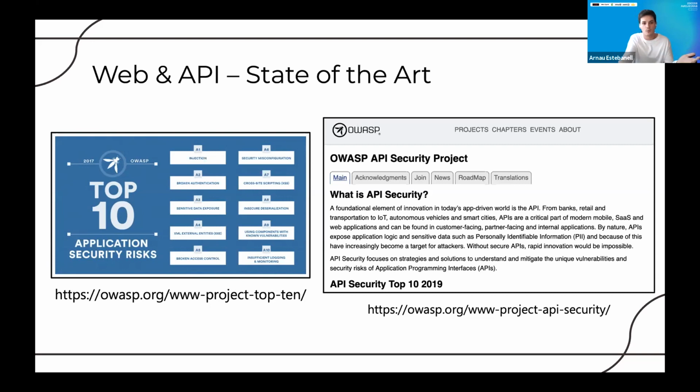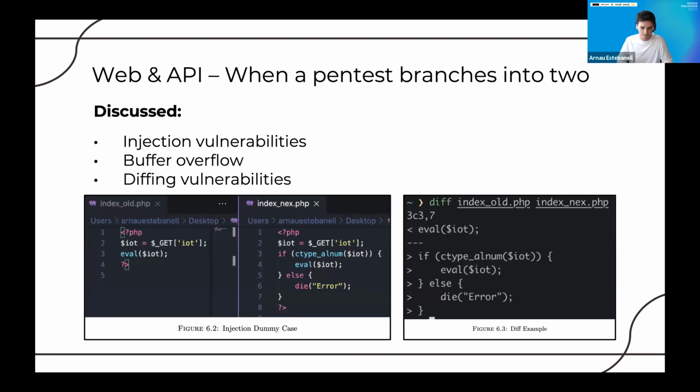any of the well-known web vulnerabilities in an IoT device, there are some specific vulnerabilities which are more relevant in IoT devices, which are the ones we're going to discuss now. And I'm going to explain why. So these vulnerabilities are injection vulnerabilities, buffer overflow, and diffing vulnerabilities.